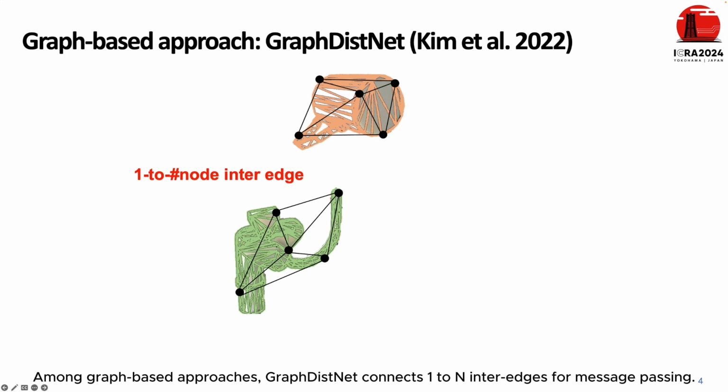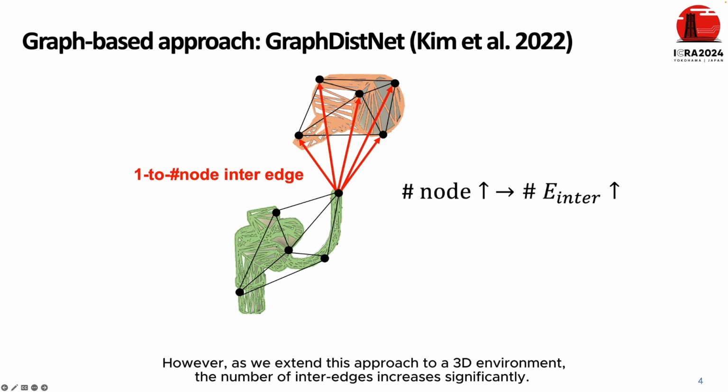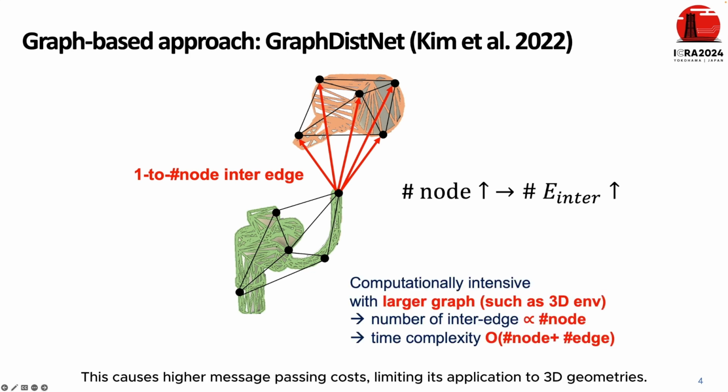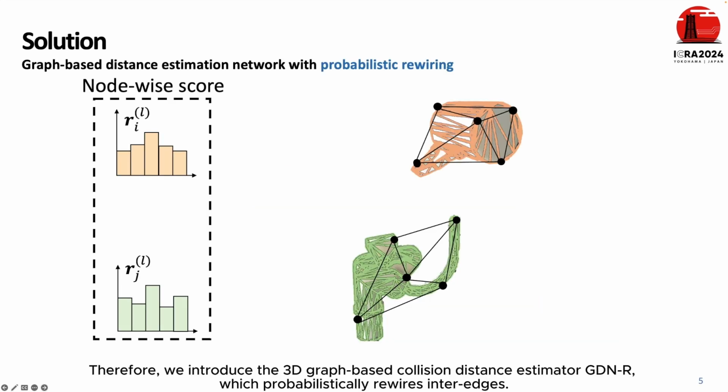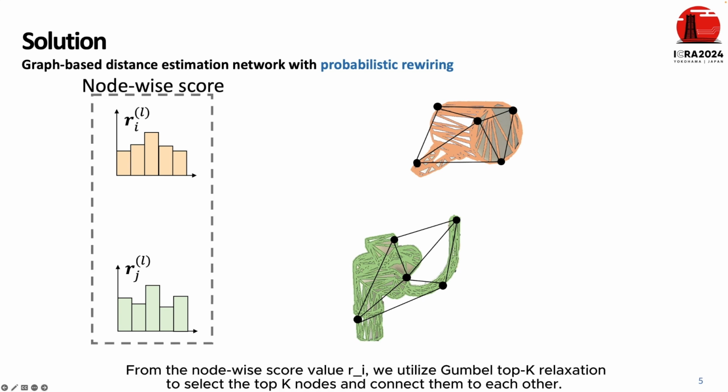Among graph-based approaches, GraphDisNet connects 1 to n inter-edges for message passing. However, as we extend this approach to a 3D environment, the number of inter-edges increases significantly. This causes higher message passing costs, limiting its application to 3D geometries. Therefore, we introduced the 3D graph-based collision distance estimator, GDNR, which probabilistically rewires inter-edges.